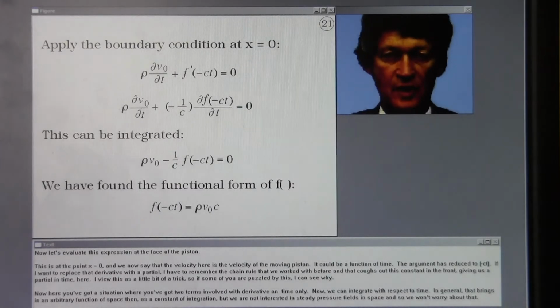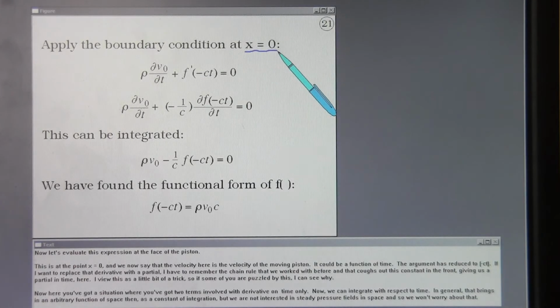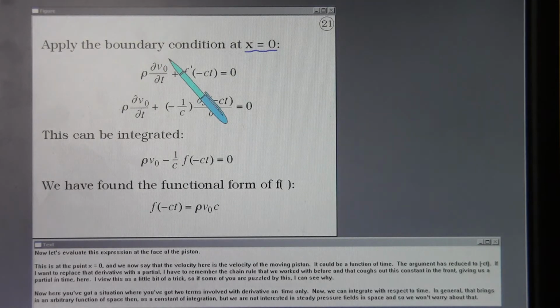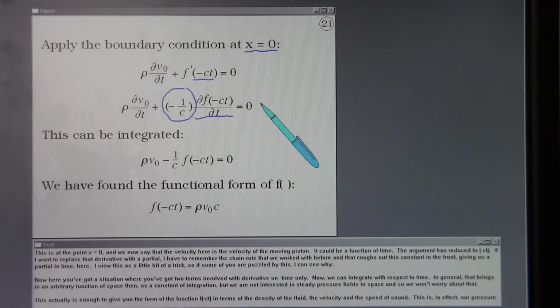Now let's evaluate this expression at the face of the piston. This is at the point x equals 0. And we now say that the velocity here is the velocity of the moving piston. It could be a function of time. The argument has reduced to minus ct. If I want to replace that derivative with a partial, I have to remember the chain rule that we worked with before, and that coughs out this constant in the front, giving us a partial on time here. I view this as a little bit of a trick, so if some of you are puzzled by this, I can see why.